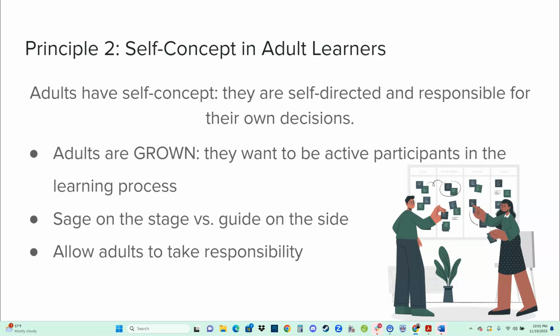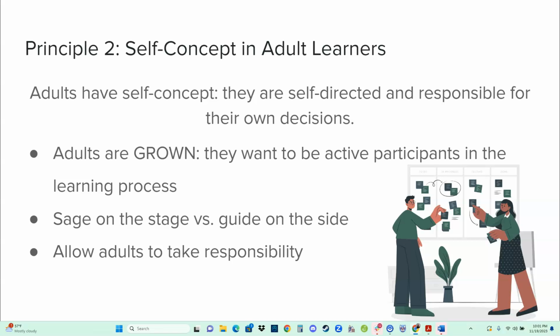They are responsible for their own decisions. This may sound silly, but it is worth mentioning that adults are grown. Okay, they want to be active participants in the learning process. When we're kids, right, and we're in school, we have this idea that the adults, our teachers, are these experts. They are these sages, right?